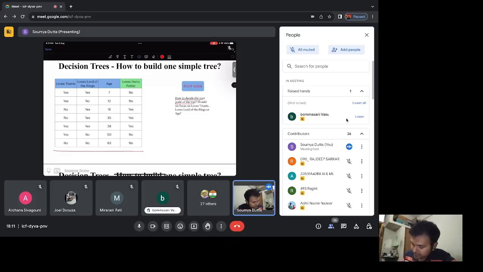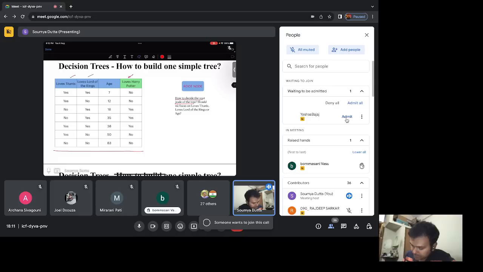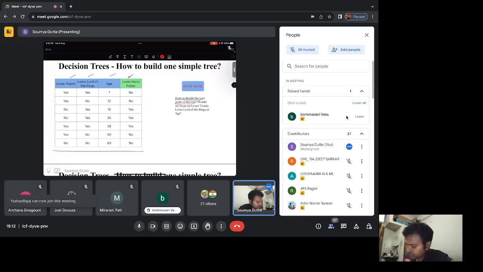The first question is, of course, you cannot use Harry Potter because this is what you would predict. So you have three options here. You have loves Titanic, you have loves Lord of the Rings, and you have age. These three are your candidate nodes, or candidate columns in your feature matrix. One of these candidate columns will become your root node.